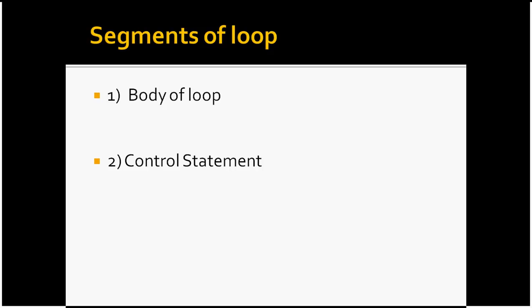Right? Segments of loops. There are two main segments of a loop. Number one is called the body of the loop and number two is called the control statement. In the body of the loop, the statements will be executed, while control statements test for specific conditions in a loop and deliver the repeated statements under the control of the loop. It is basically used to test the condition, right?